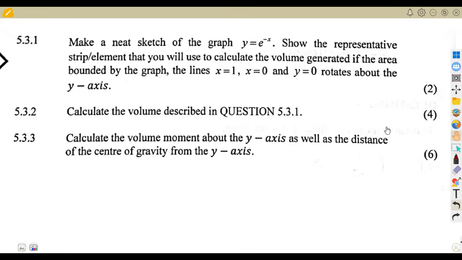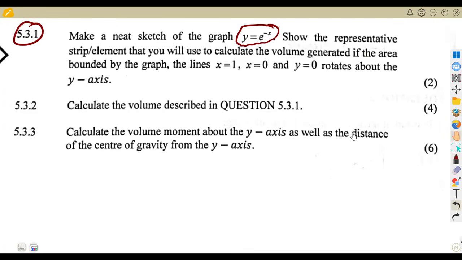In 5.3.1, we are supposed to make a neat sketch of the graph of y equals e to the exponent of minus x. Like I said, for the sketching of graphs, you are supposed to be up to standard to know each and every function from your N form. So anyway, we're going to have this.